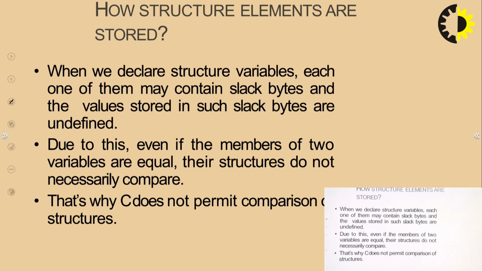When we declare structure variables, each of them may contain slack bytes, and the values stored in such slack bytes are undefined. Due to this, even if the members of the two variables are equal, their structures do not necessarily compare equal. That's why C does not permit comparison of structures. If we are assigning the information of one structure variable to another, then we don't need to compare both structure variables, because before comparing it is already assigned.